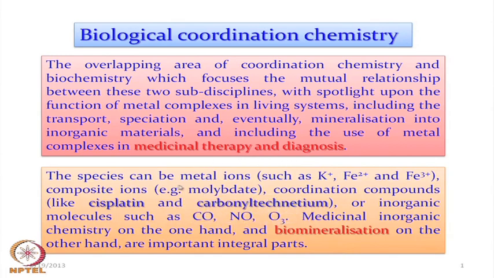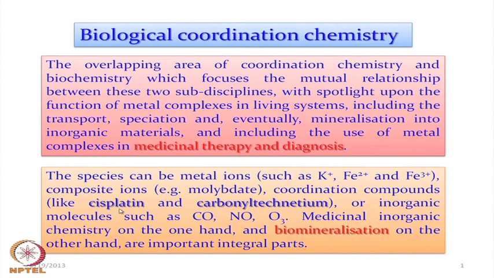So, these species can be metal ions, starting from our potassium-sodium balance. Potassium and sodium are important in different ATPases also. Then iron is important in our myoglobin and hemoglobin molecules and in our cytochromes, and in some cases there can be composite ions like molybdates. Instead of a molybdenum center, we can have different numbers of oxygen groups on the molybdenum center, making it a molybdate center. This molybdate center can also be a very important species for oxo transfer reactions.